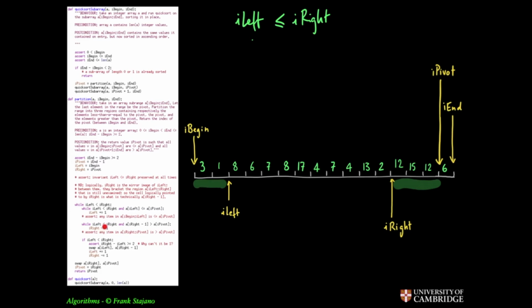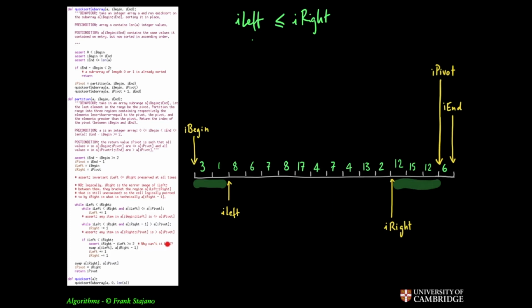And then while i_left is still less than i_right, so they haven't met, and the one pointed to logically by i_right, which is i_right minus 1, is greater than the pivot, then keep decrementing this one. But I can't anymore because this one is now not greater than the pivot. So I now get to this part of the code. If these two pointers still haven't met, then their distance is going to be at least 2.